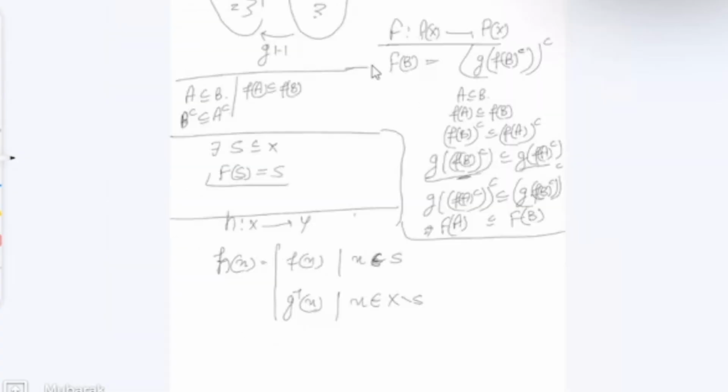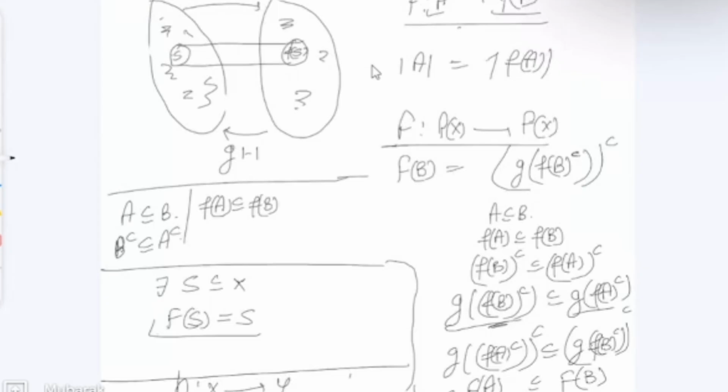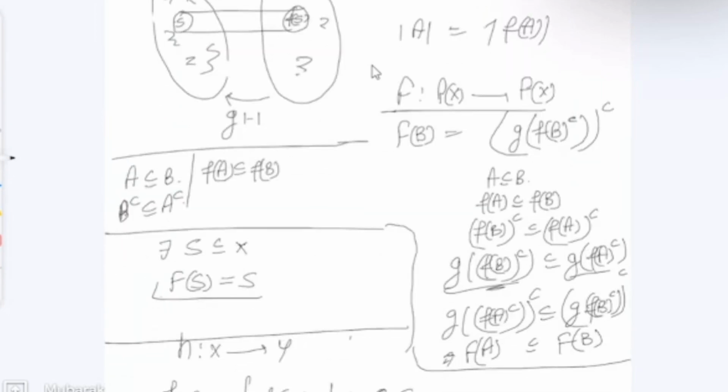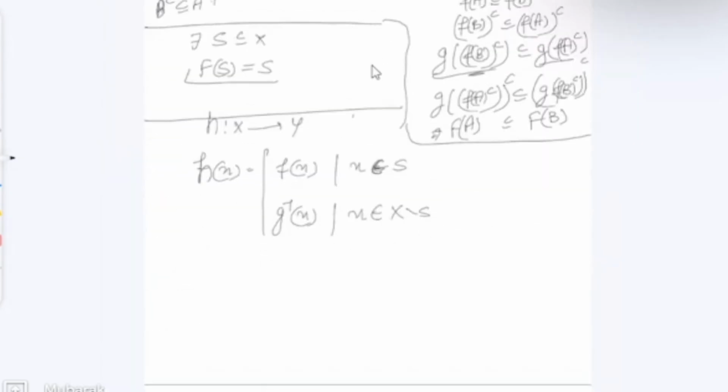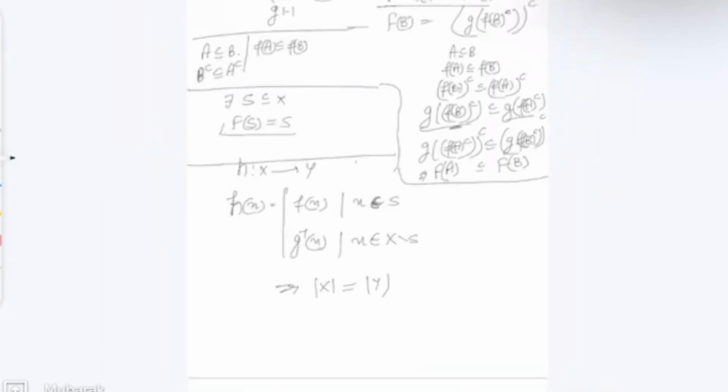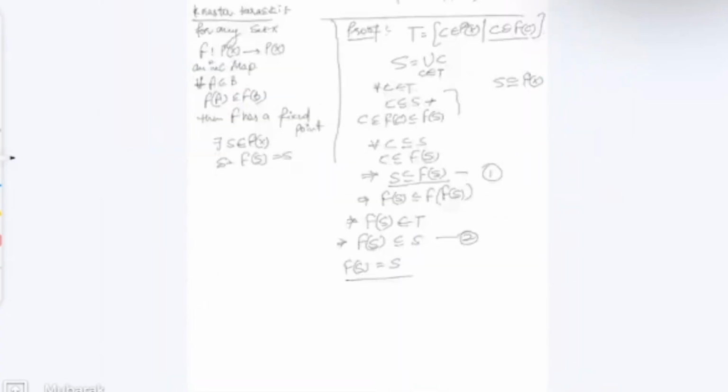So with the help of f we got that s is equal to f of s, and with the help of capital F we are getting that the part other than f of s is coming back to the part other than s. That is, their cardinality is the same. So by using that, we'll get h a bijection from x to y. So by this we can say that the cardinality of x equals the cardinality of y. So this was a proof of the Schroeder-Bernstein theorem.